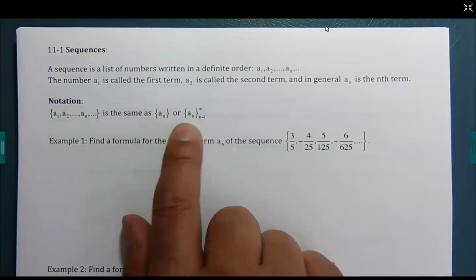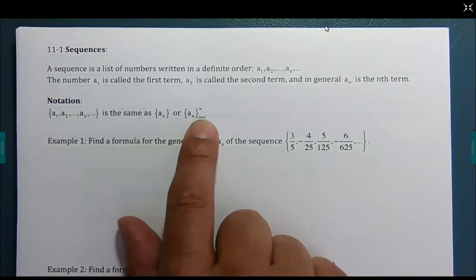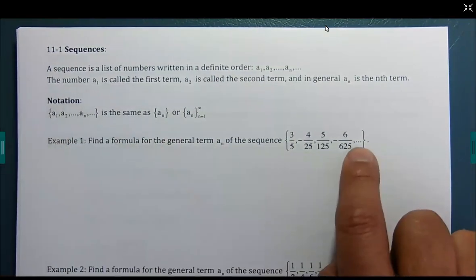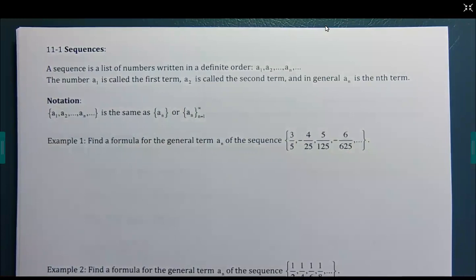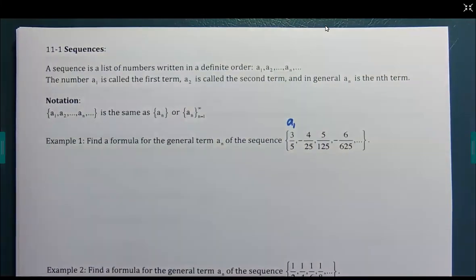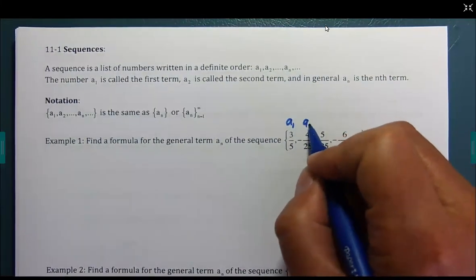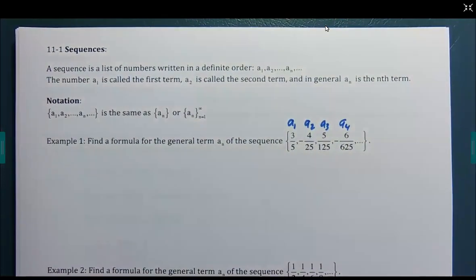We could also write it like this, and sometimes we can write it like this. And we know it's an infinite if we have dot, dot, dot at the end, like this first example will be an infinite. And what we're going to start out doing is trying to see what the pattern is for this sequence. And the way this is going to work is our first term, we're going to label a sub 1. Second term is a sub 2, a sub 3, a sub 4, and so on.